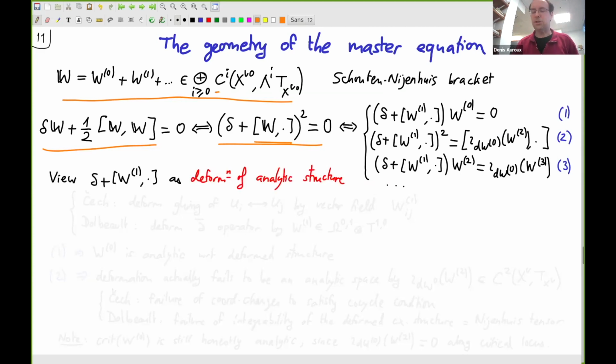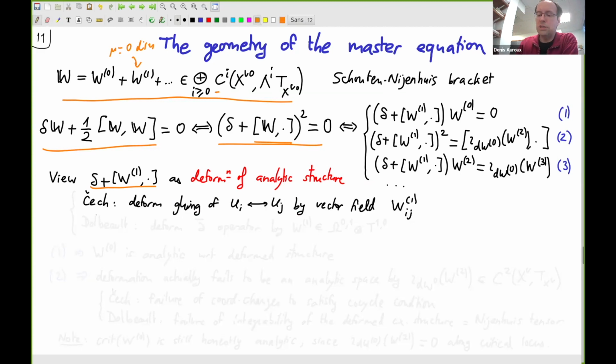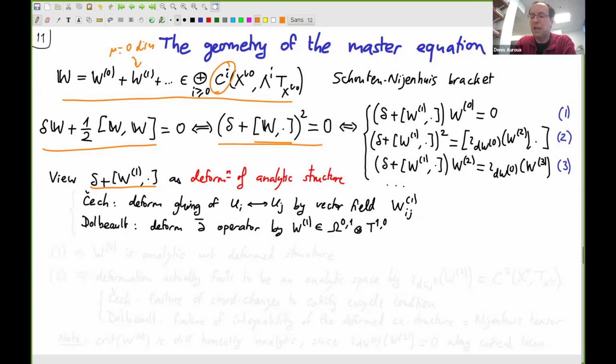And what this suggests is you should think of delta plus the bracket with W1. So W1 is the one that counts Maslov zero disks as a deformation of the analytic structure. So this is what people have been saying: Maslov zero disks, you should change your analytic structure on your mirror space. If you're using Čech cohomology, this means you deform the gluing between Ui and Uj by a vector field, which is the value of a cocycle on that overlap. If you're thinking of Dolbeault, you deform the del bar operator by W1, which will now be a 0-1 form with values in the tangent.